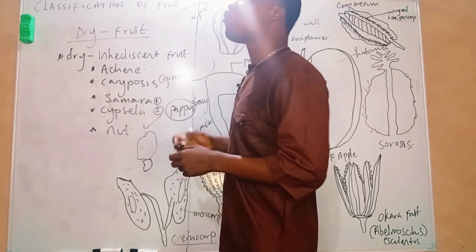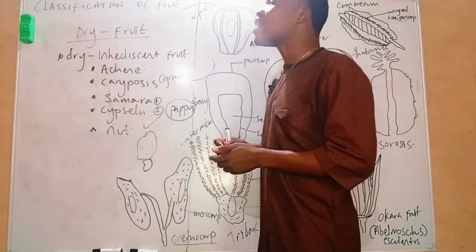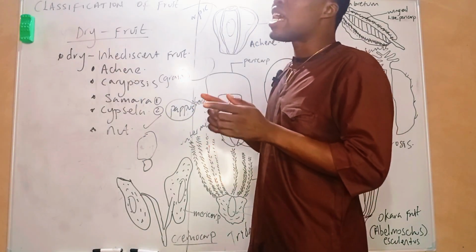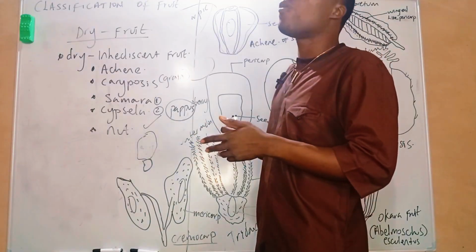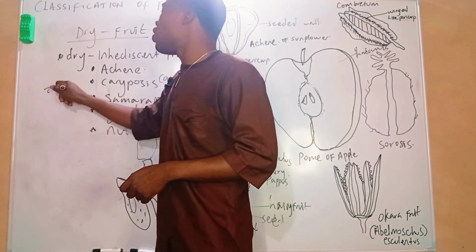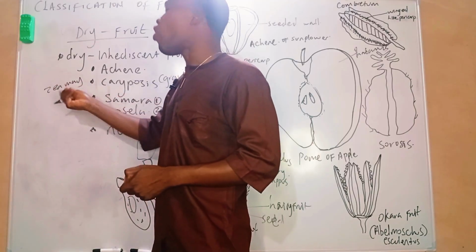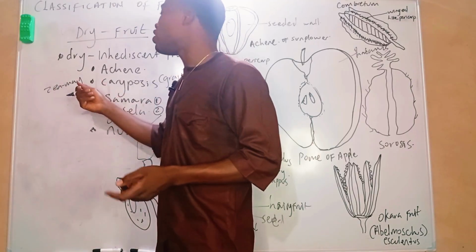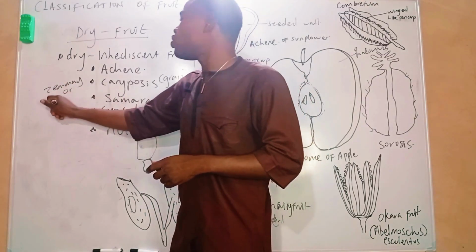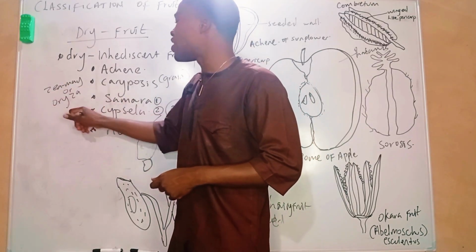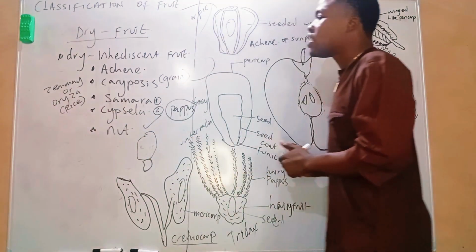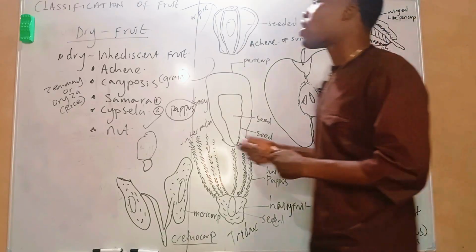Now, a caryopsis is what we usually call grain. In this type of fruit, the fruit and the seed are indistinguishable. The seed is inside the fruit without us knowing. In short, we confuse the seed for the fruit. An example is Zea mays, which we call maize or corn. Then we have Oryza sativa, the grass which is rice. So Zea mays and Oryza are examples of caryopsis.